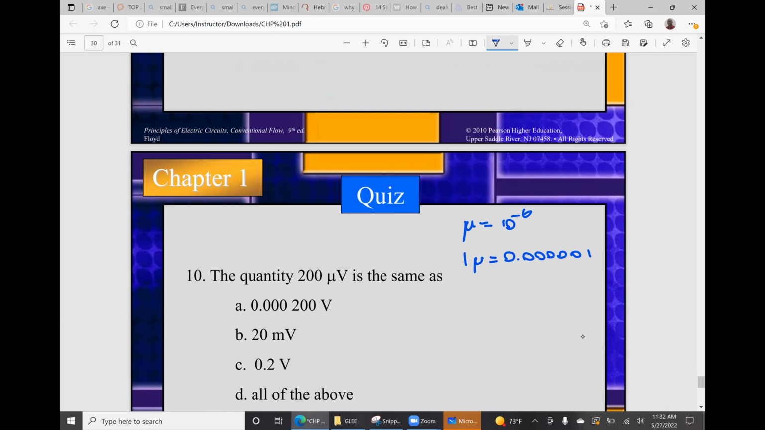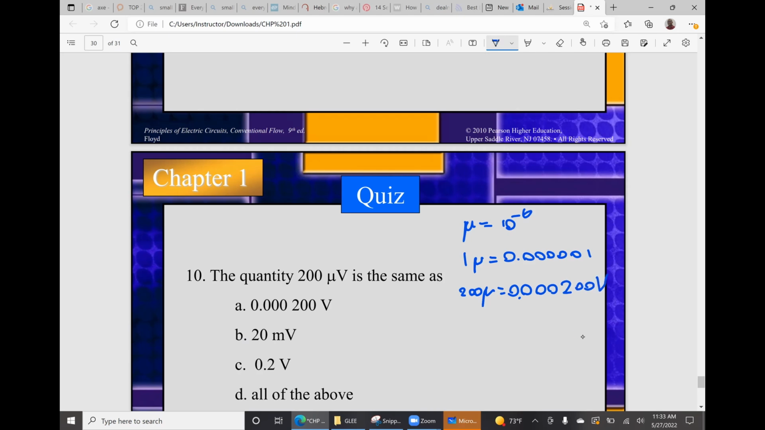So you have 200 micro, which is the same as what? Let's write 200 micro is equal to 0. So this is 1, this is going to be 10, this is 100, right? So my 200 will be right here: 0.0002. That's it.